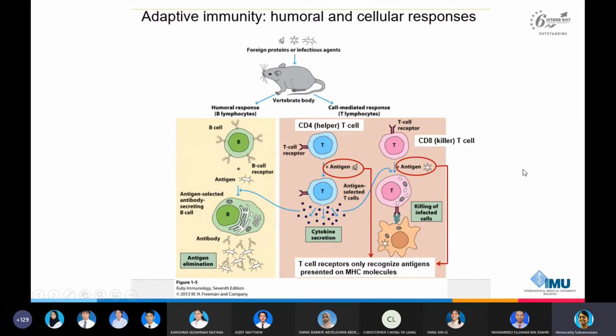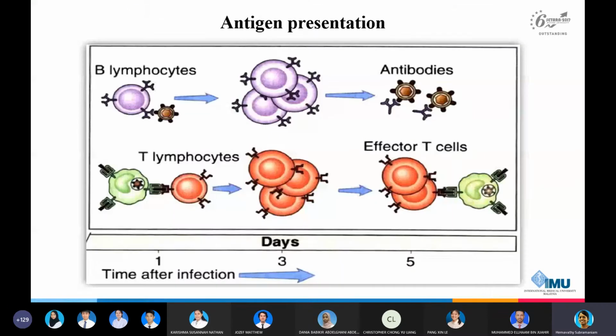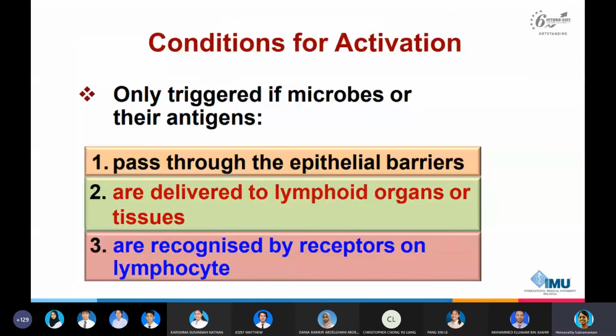We have gone through this just now. These are the conditions for activation of the adaptive immune response. Although it's very specific, you need to fulfill these conditions for the activation. Adaptive immunity is only triggered if the microbes or their antigens, number one, have passed through the epithelial barriers. Number two, the microbes have been delivered to lymphoid organs or tissues. And number three, the microbes are recognized by receptors on the lymphocytes. So these are the rules to be fulfilled. Okay, let's look at some examples of this.